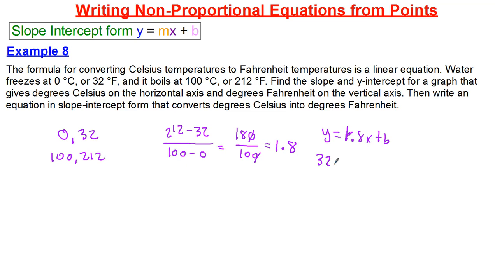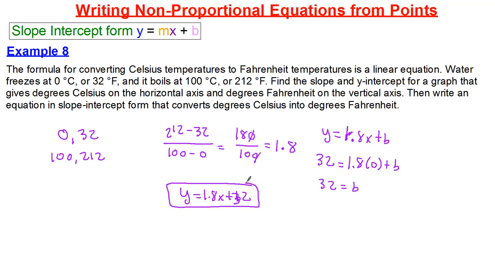Right, now at this point all we have to do is plug in. So my y value is 32, my x value is 0, with 1.8 as the slope, plus b. So we have 32 is equal to b, because of course 1.8 times 0 is going to give me 0. Now finally, y equals 1.8x plus 32 will be my final equation. So as you can see, it's the same as just finding the equation from 2 points. It's just that this time you actually have to go through and read the word problem. All right.